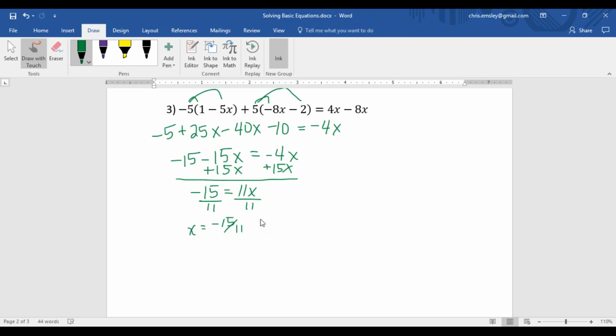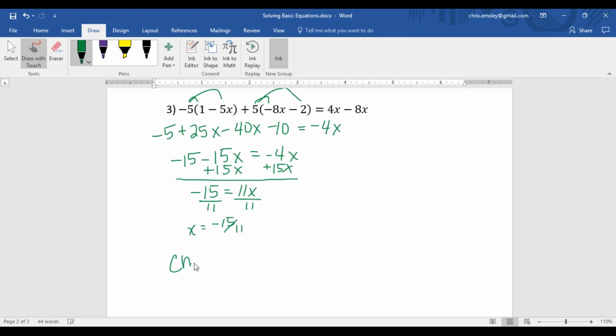It's okay to get a fraction answer. Do not turn it into a decimal, just leave it as it is. That's our exact answer. If we turned this into a decimal, we would get a repeating decimal, and then we would have to decide what decimal place to round to. It would be an approximation. This is our exact answer.